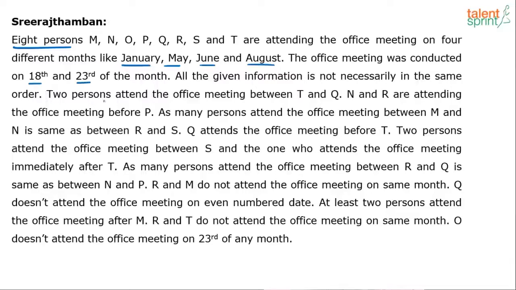Now look at the clues. 2 persons attend the office meeting between T and Q. N and R are attending the office meeting before P, and so on. Right? So let's see how we solve this now.